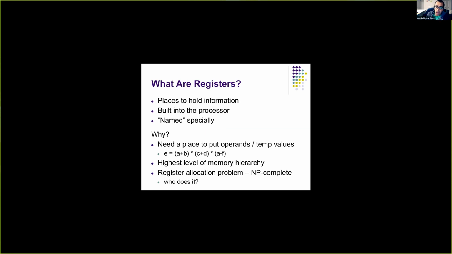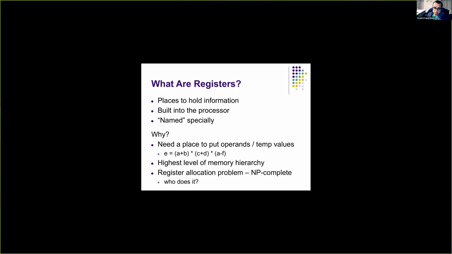Registers also allow us to store temporary values that don't need to be stored into memory. For instance, let's say we compute the value of some arithmetic expression, and then we store it into variable E, and later we use E. We don't have to store the value of E into memory. In that case, registers provide a perfect place where you can store the values without going into memory.